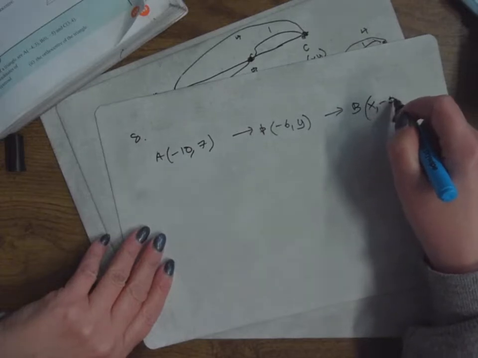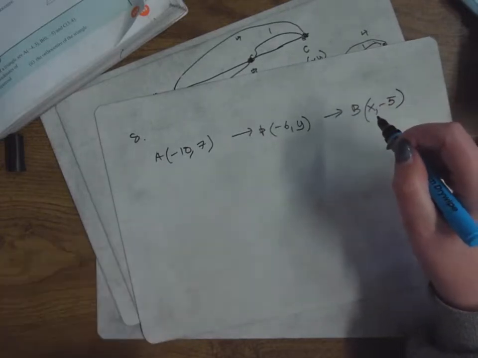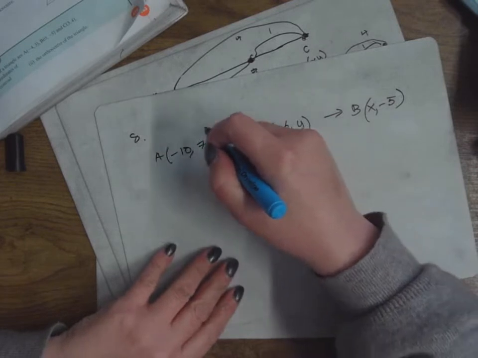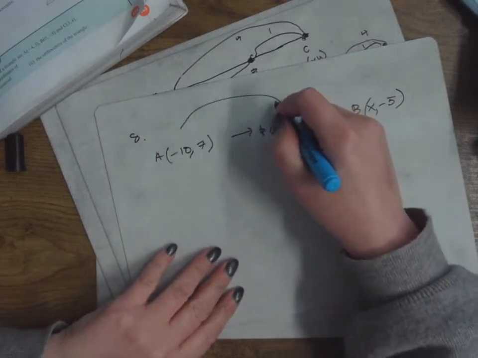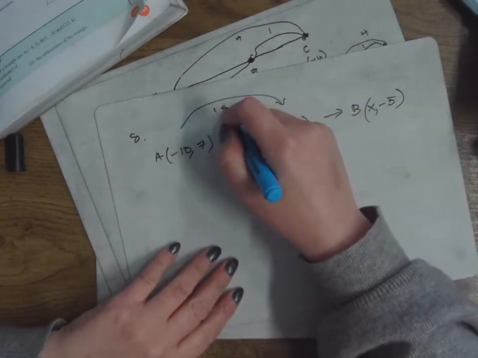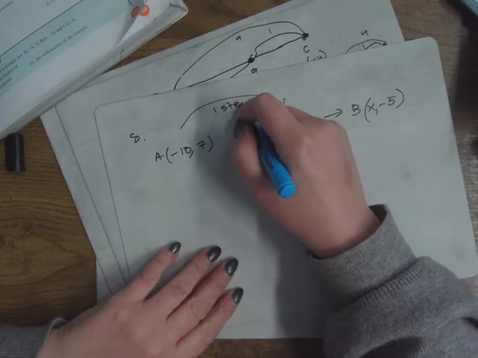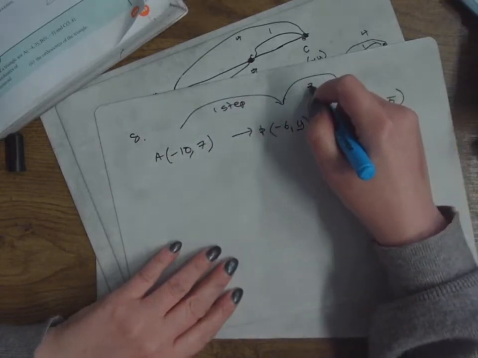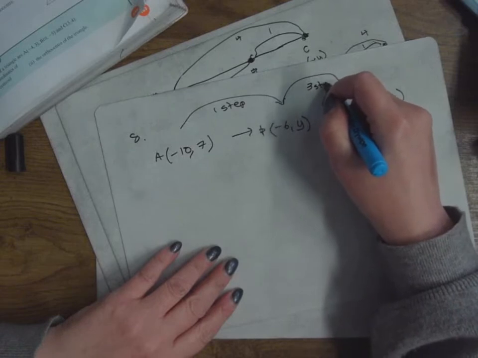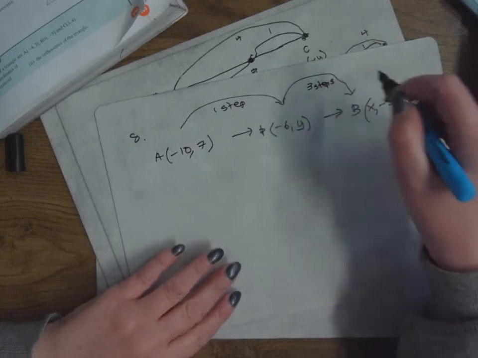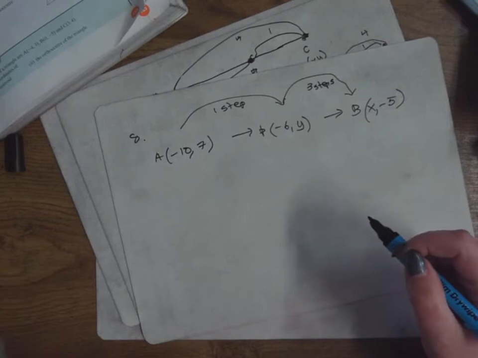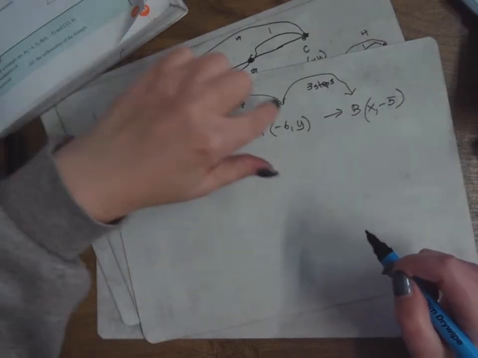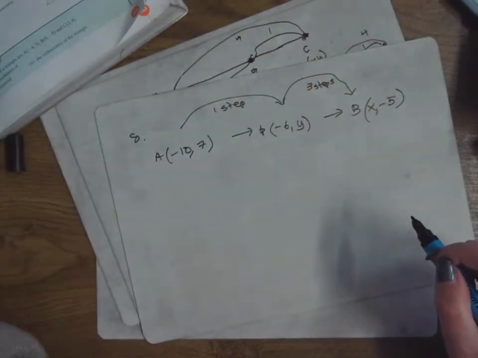Now I need the ratio, which is 1:3. That means it's 1 step to P, and then it's 3 times as long to B, so it's 3 steps to B, because the ratio was 1:3. Is that okay? We go with that? So 1 step, and then 3 times as long to B.